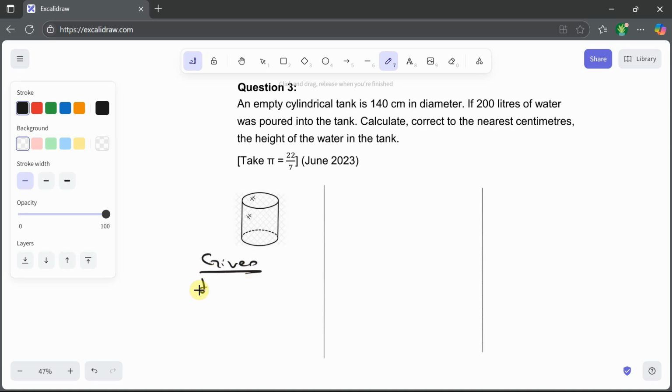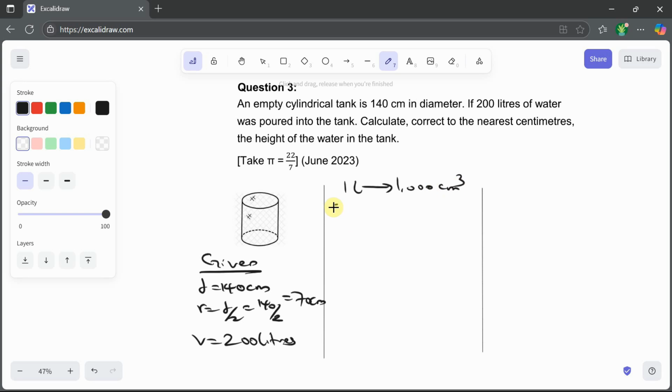We're told the diameter is 140 cm. So the radius is d/2, which is 140/2, and that will give you 70 cm. It now says 200 liters of water was poured into the tank, which means the volume is basically 200 liters. Let's convert this to centimeter cubed, because the answer is correct to the nearest centimeter. We know that 1 liter is 1000 centimeter cubed.